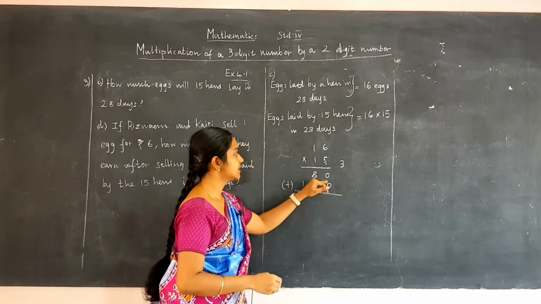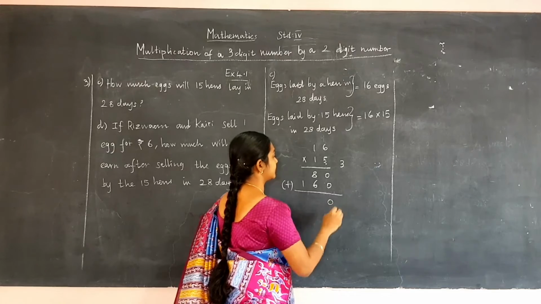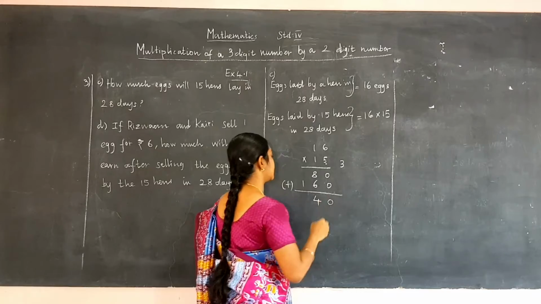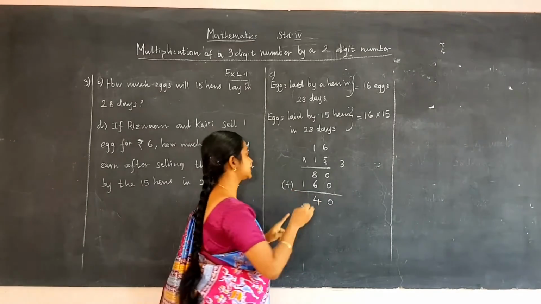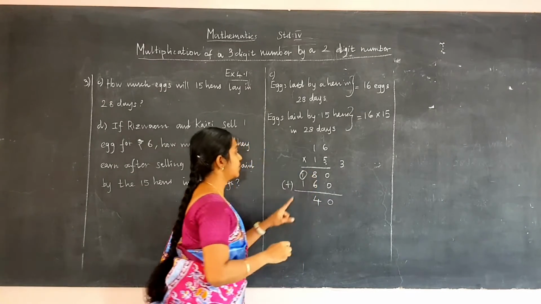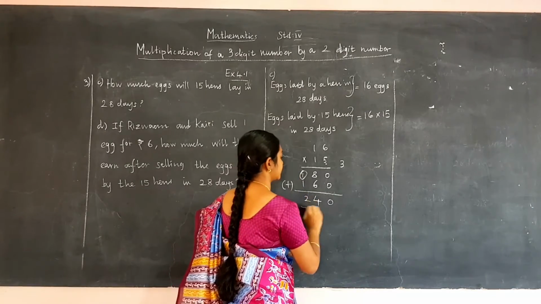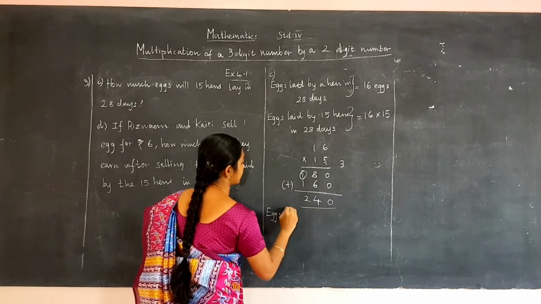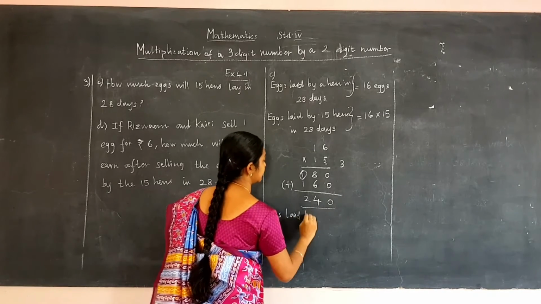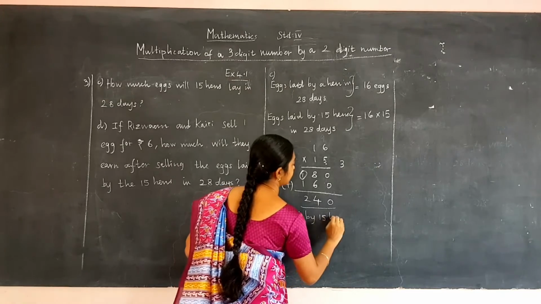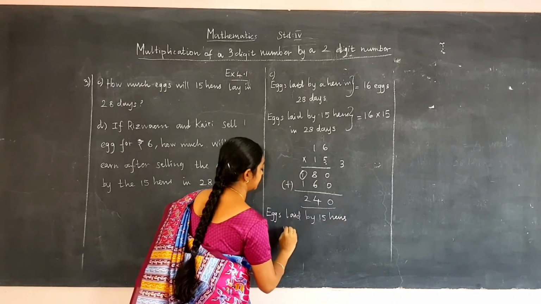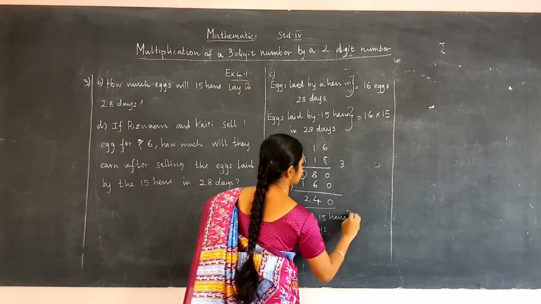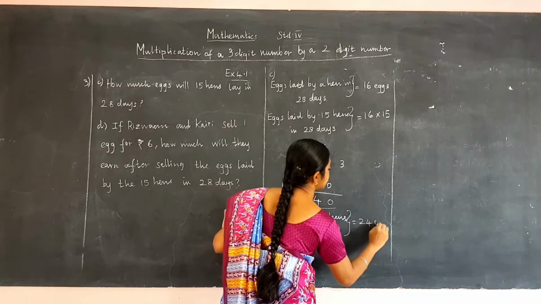Add these two lines. 0 plus 0 will be 0. 8 plus 6 is 14. 1 is carried to the next place. 1 plus 1 is 2. So, eggs laid by 15 hens in 28 days equal 240 eggs.